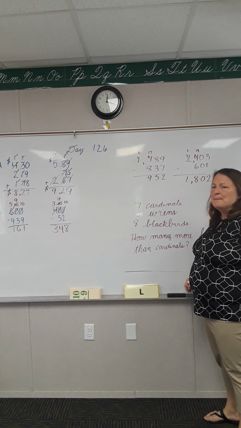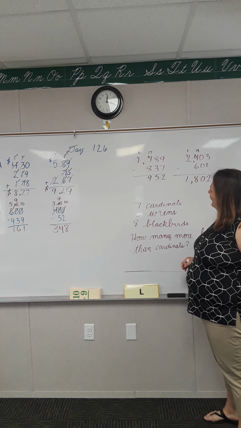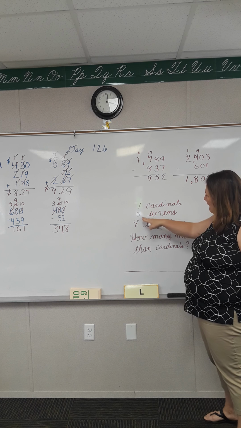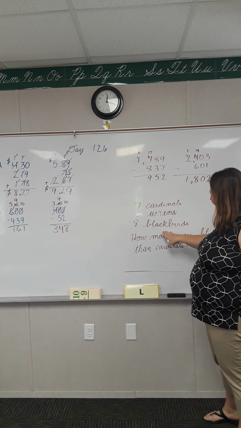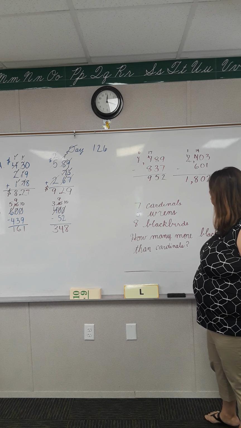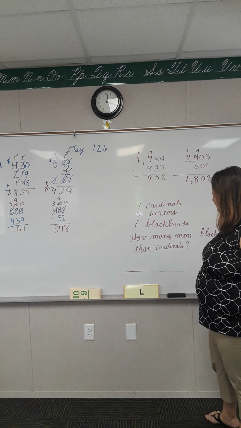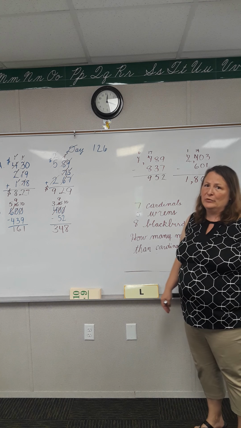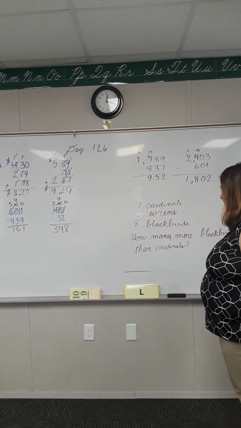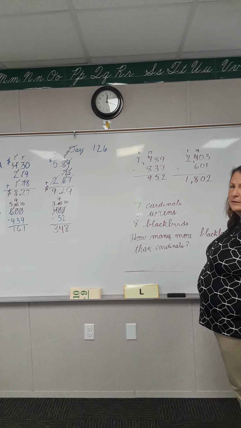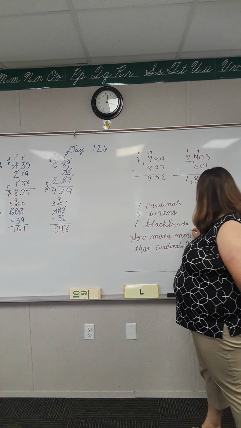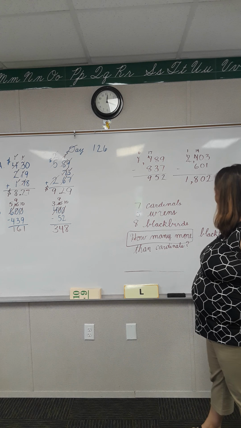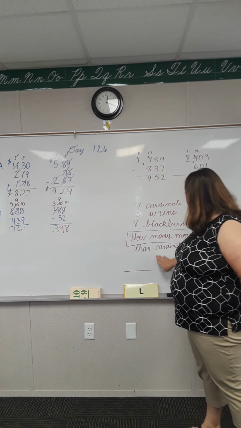All right, let's say Nahali has 7 cardinals, 5 wrens, and 8 blackbirds. How many more blackbirds does she have than cardinals? Well, first we need to know if we're adding or subtracting. We have some clue words here. What are the clue words? How many more? Do we add or subtract when we see those clue words? How many more? We subtract.